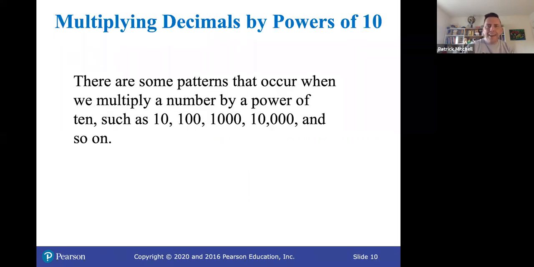All right, now we get to multiplying by powers of 10. So multiplying by powers of 10 is super, super easy.